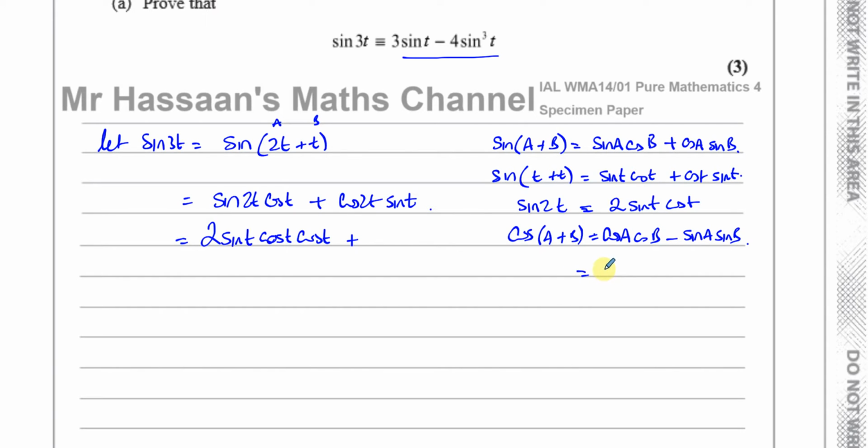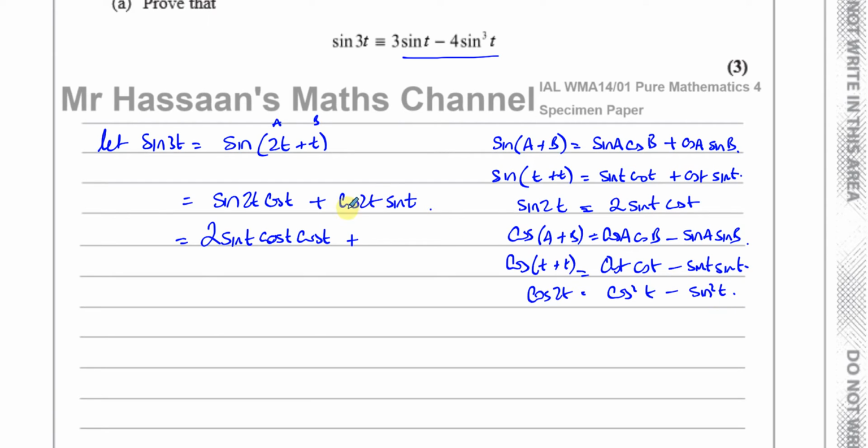So if I think about this, if I think of this as cosine t plus t, I'll end up with cosine t times cosine t minus sine t times sine t. I've called it A and B, both of them t. That's the same as cosine 2t. So we can say cosine of 2t is the same as cosine squared t minus sine squared t.